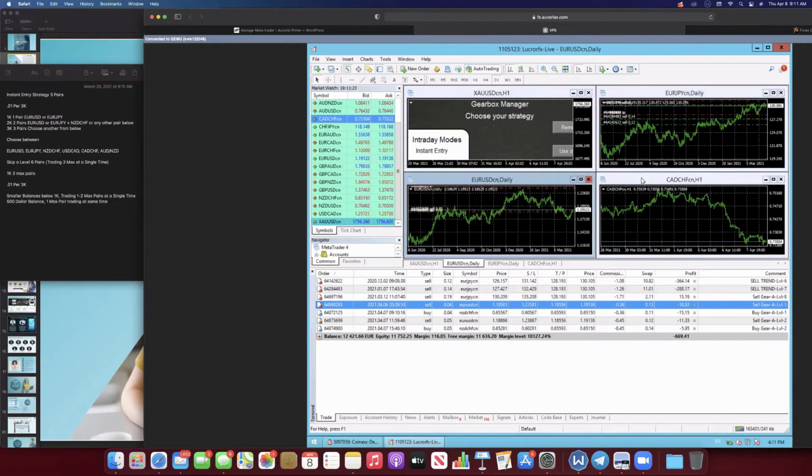The daily is the best for these strategies. Now, you can use the 4 hour and the 1 hour. Here's what's going to happen: they're going to play both sides of the market more. You're more likely to hedge. You're more likely to trade both directions.